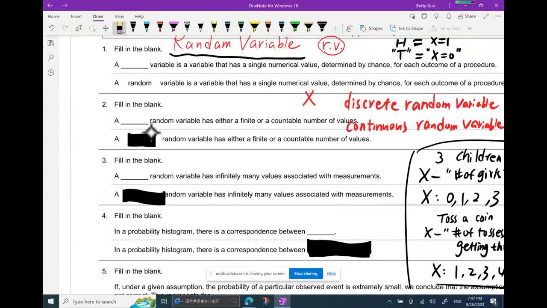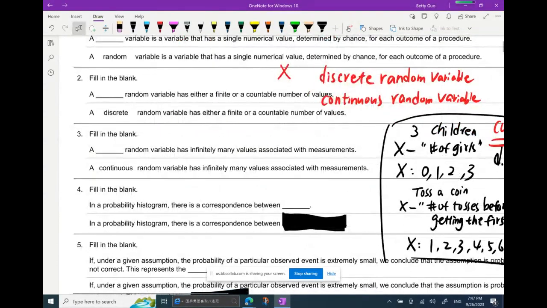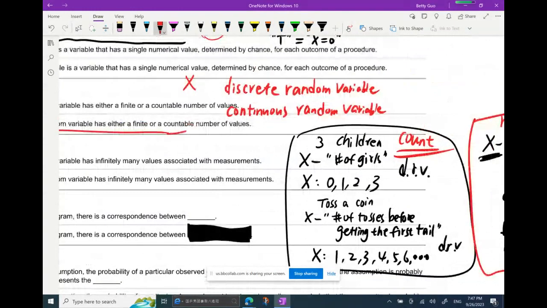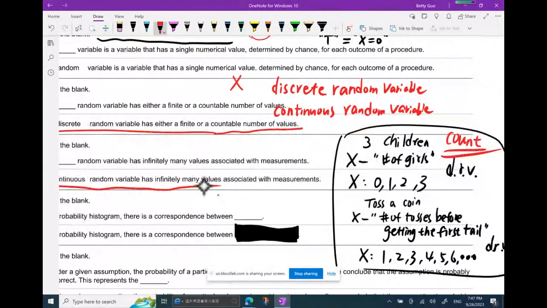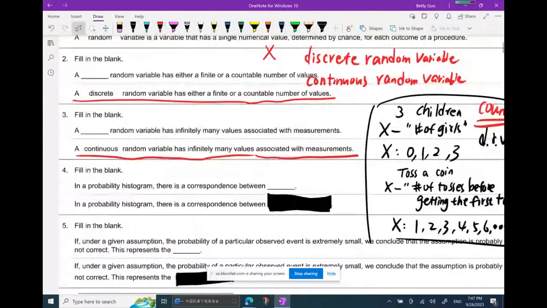So here we have the definition for discrete and continuous random variables. A discrete random variable has either a finite or a countable number of values. It's the same as what I said, but it's actually not very complete: or infinitely many but countable number of values. A continuous random variable could assume any value in an interval, but here it says it has infinitely many values associated with measurements. To be honest, the definition in my lab math is not the best.